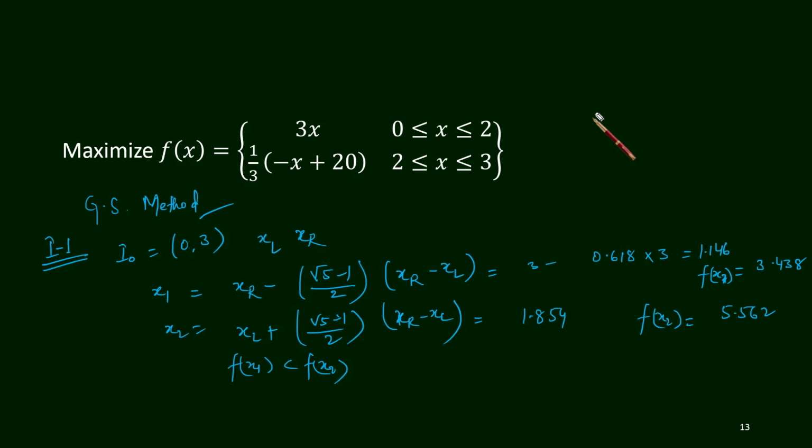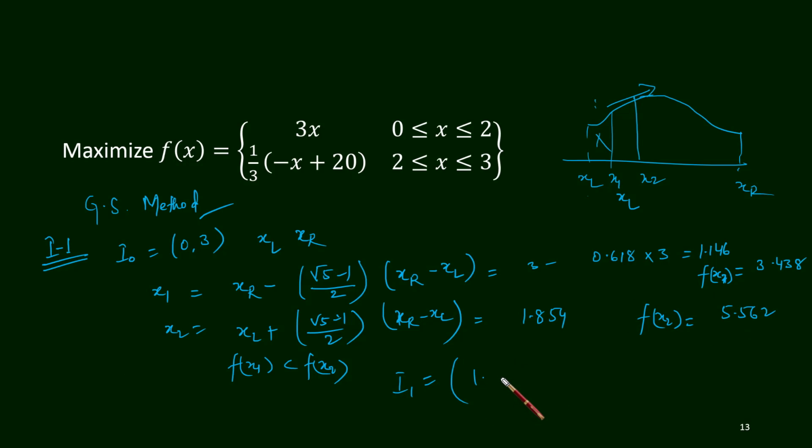So draw the diagram, don't be confused. This is xl, and it is telling that x1 is less than x2, meaning this is x1 and this is x2. So obviously this part will be removed, so xl will shift here and xr will remain the same. So xl becomes 1.146, and xr is 3 only. In the next iteration similarly we will solve. We will stop here.